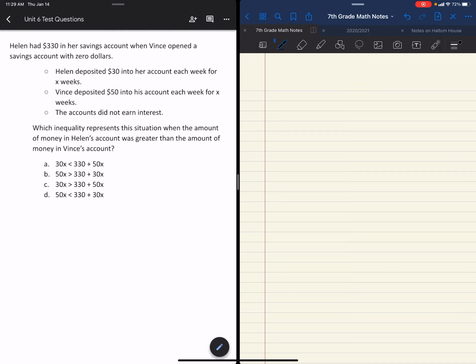Hey, amazing humans, let's go through this test question, which is kind of convoluted. So let's try to break it down.